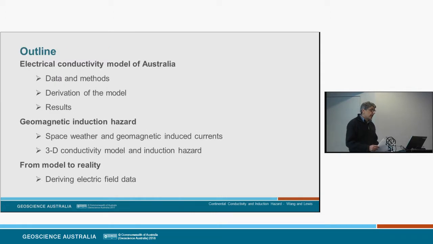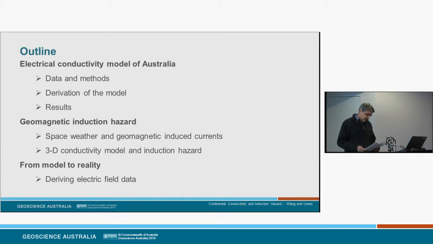So just an outline. It's really a talk in three parts. Firstly, I'll talk about the broad-scale 3D electrical conductivity model of the Australian continental crust and upper mantle, and its application in revealing geological structure.